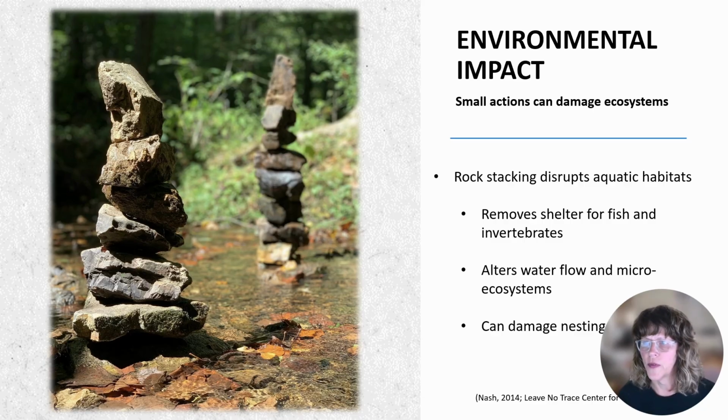One specific example about environmental impact is rock stacking. It disrupts aquatic habitats by removing shelter and altering water flow. Species like the eastern hellbender salamander rely on stable rocks, so moving them can destroy critical habitat and damage the ecosystem.